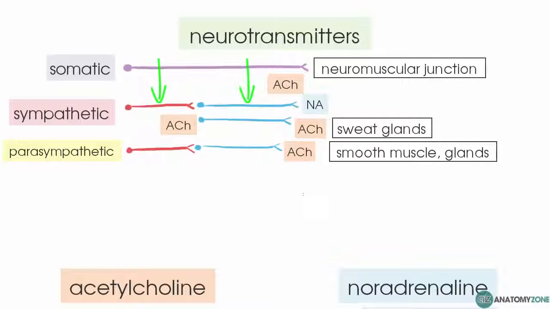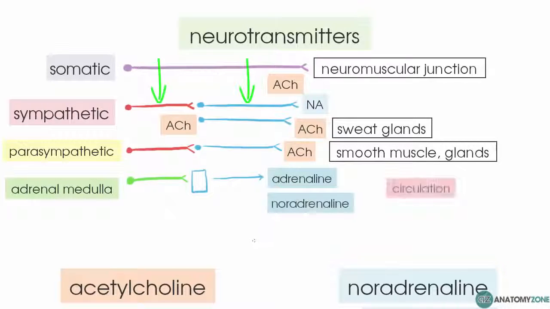The final thing to mention is that the adrenal medulla is directly innervated by the preganglionic neurons of the sympathetic nervous system. In green I've drawn a preganglionic sympathetic nerve fibre directly innervating the adrenal medulla. The adrenal medulla then releases adrenaline and noradrenaline directly into the circulation.